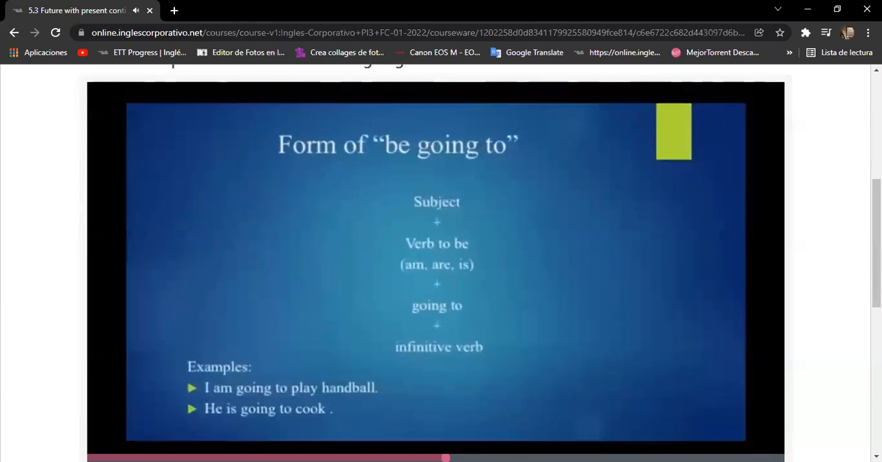This is the form when using be going to. Subject plus verb to be, are, is, plus going to, plus infinitive verb. Examples: I am going to play handball. He's going to cook. These are the steps to follow when making an affirmative statement. And if the statement is negative, we add the word not between be and going to.